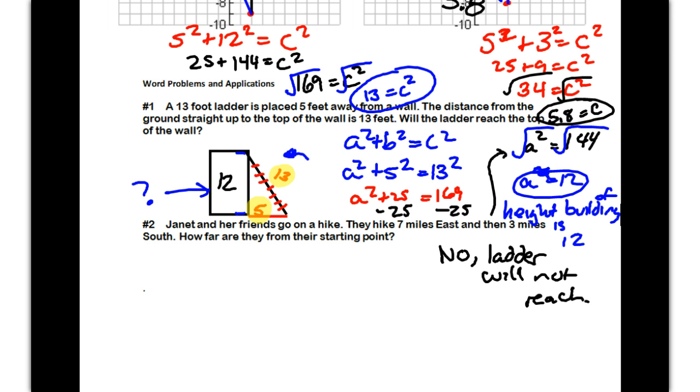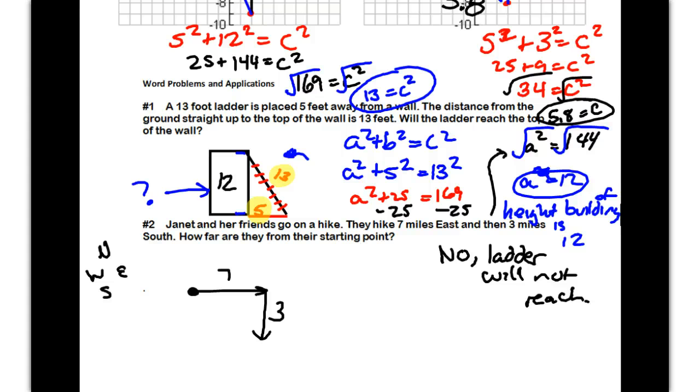Okay. Next one, number 2. Janet and her friends go on a hike. They hike 7 miles east and 3 miles south. So they'll start here. We'll just draw a little diagram. Remember the compass directions. They're going 7 miles east. And then from there they take a turn and go south for 3 miles. And how far away are they from this starting point?